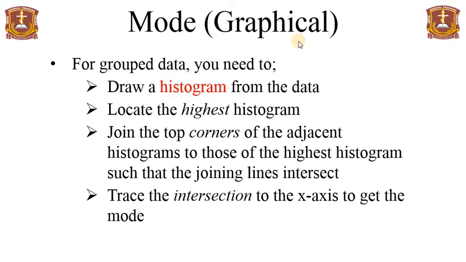Now graphically, someone would ask how we can find the mode using graphical methods. For grouped data, you need to draw a histogram from the data, locate the highest bar, and join the top corners of the adjacent bars to those of the highest bar such that the joining lines intersect. It may be difficult to understand this point here, but when we show an example, it will be easier and quicker to understand. Then you trace the intersection to the x-axis to get the mode.